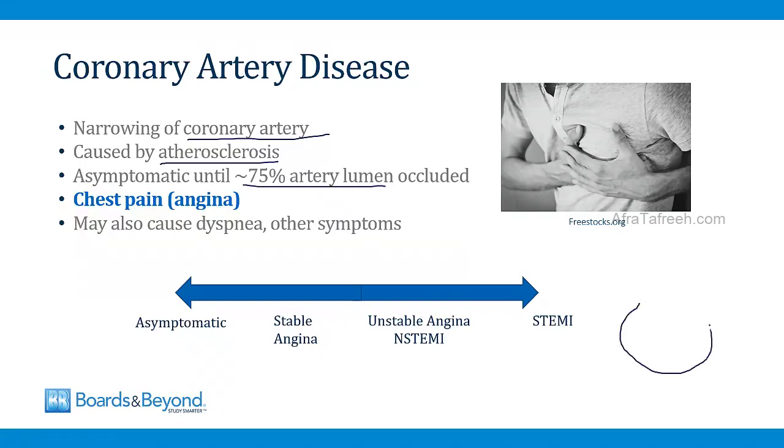So for example, imagine we're looking at a cross-section of a coronary artery. A plaque can obstruct a little bit of the area of flow and that will not cause symptoms. Only when the plaque blocks off about 75% of the area for flow will symptoms occur.